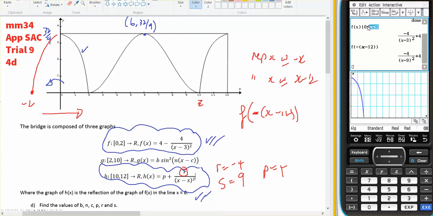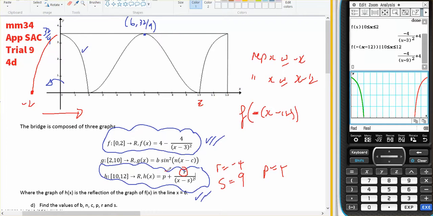So if I consider that graph from 10 to 12, and I drag and drop it, I should get it at the other end. And I do. Okay, so I've got this bit and this bit. So I've ticked off P, R and S being those three. Beautiful. And I've got the first bit.